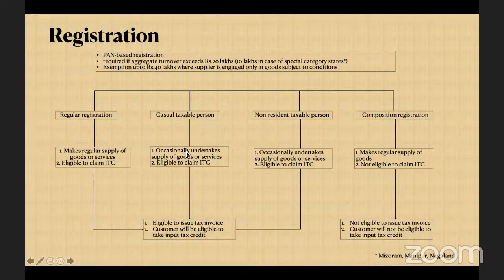A casual taxable person is a person who occasionally undertakes supply of goods and services, but does not have a fixed place of business in that specific state. Now let us understand this through an example. I have purchased a machinery from a person based out of Gujarat and installed the machinery in my factory in Karnataka. I use the machinery. Assume there is some repair to the machinery. Now none of the persons are available in Karnataka to repair that machinery. I need to call a person from Gujarat to get the machinery repaired.